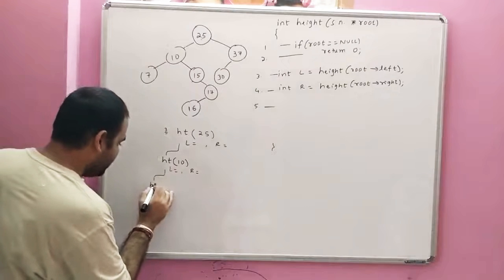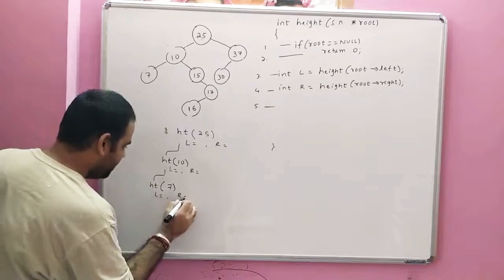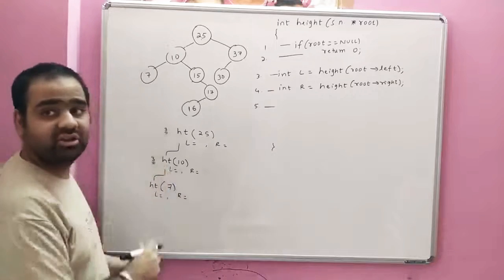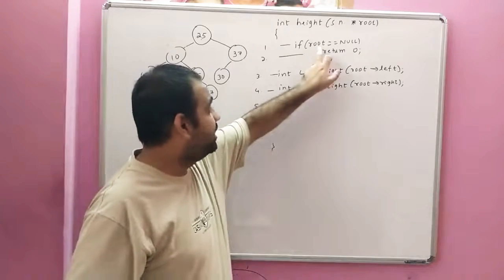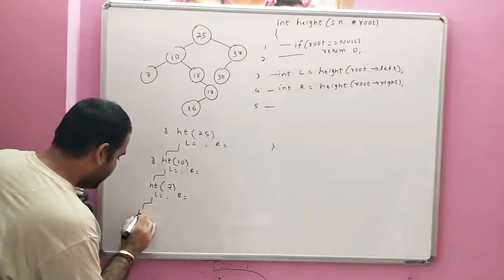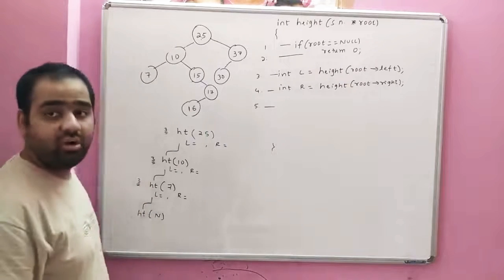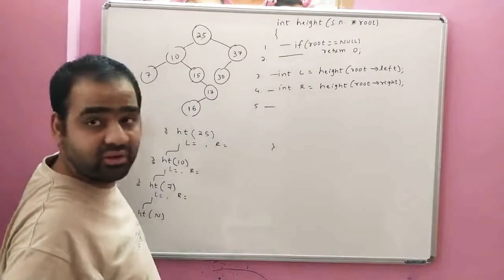Again we write over here height of root arrow left, that is 7. Again we have 2 variables left and right, and we have called this function from line number 3. Go back. Is 7 equal null? No. Again you execute line number 3 and we say height of 7 arrow left. What is 7 arrow left? Null. And we have called this from line number 3. See here, 7 arrow left is null.